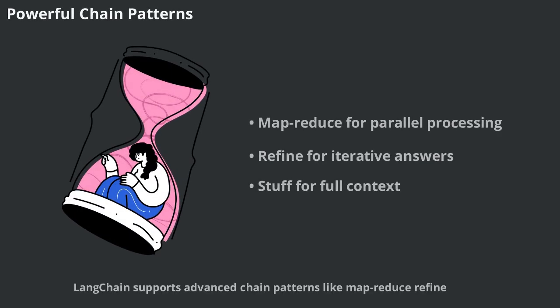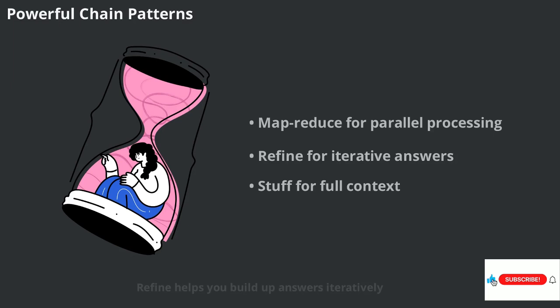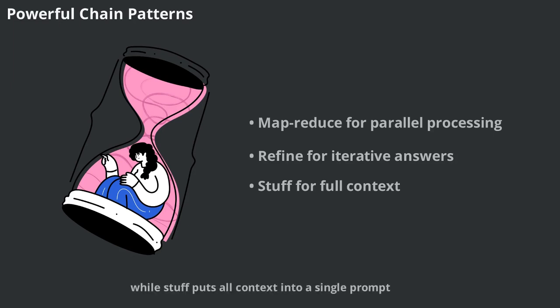LangChain supports advanced chain patterns like MapReduce, Refine, and Stuff. MapReduce lets you process documents in parallel and then combine results. Refine helps you build up answers iteratively, while Stuff puts all context into a single prompt. These patterns enable you to tackle complex tasks like document analysis, multi-step reasoning, and more, all within a flexible and scalable framework.